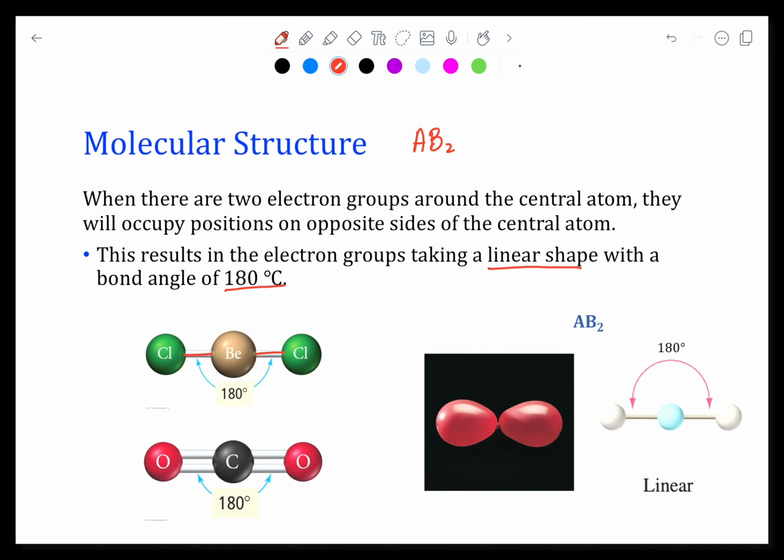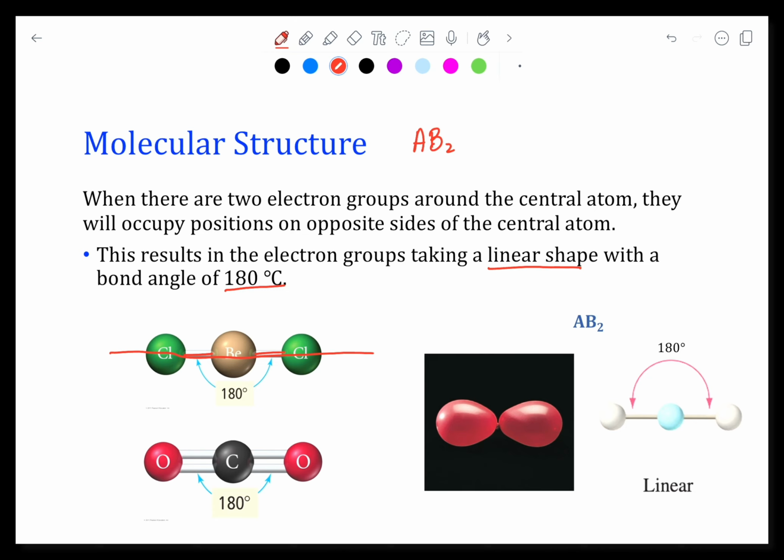And the largest angle we can have between them is 180 degrees. So that's the maximum angle that we're going to see between different bonds. As we go down, we're going to see that bond angle decrease and decrease. So we have 180 degrees between those 2 bonds, meaning that they're forming a linear structure. They essentially draw a line.